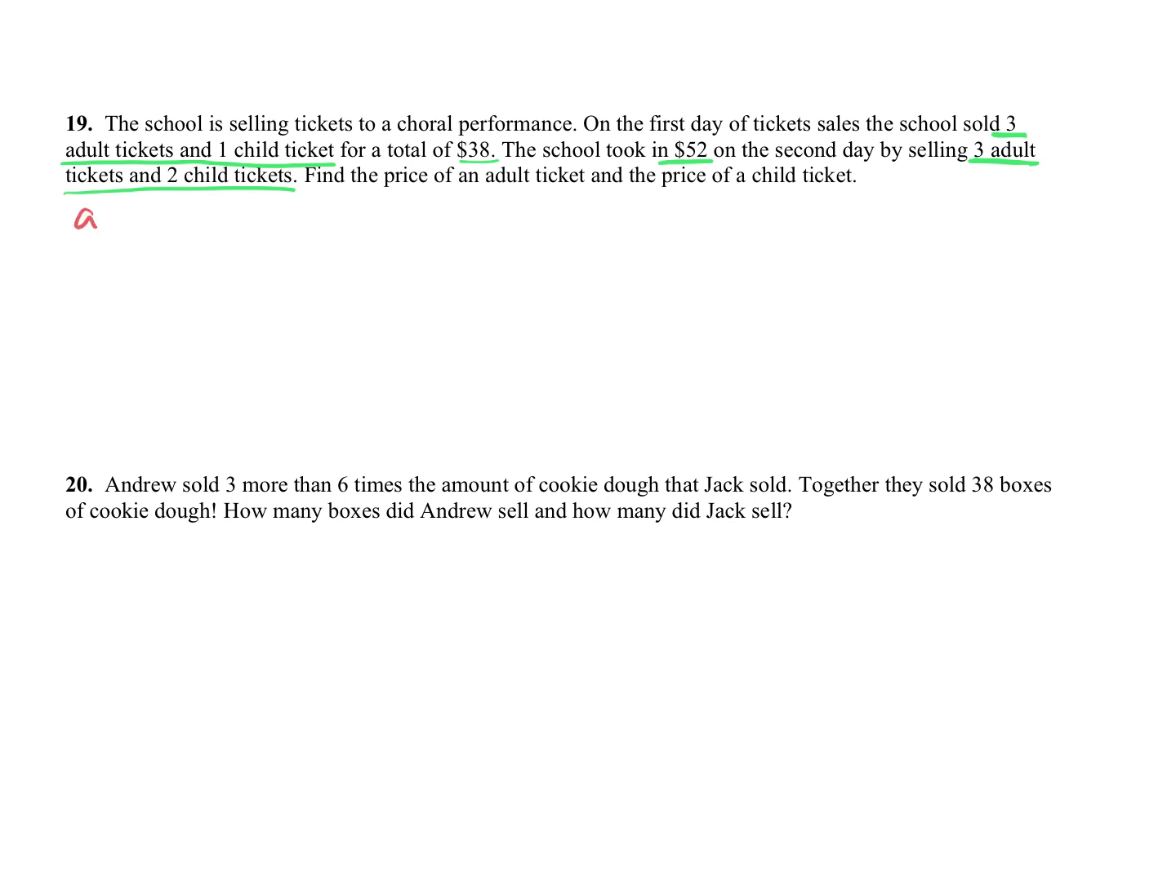And I'm going to do A as adult and C as child. If you want to do X and Y, that's fine. But at the end, you better tell me which one's the child and which one's the adult. That's why I always try to use the letter that is appropriate. Morgan. 3A plus 1C equals 38.